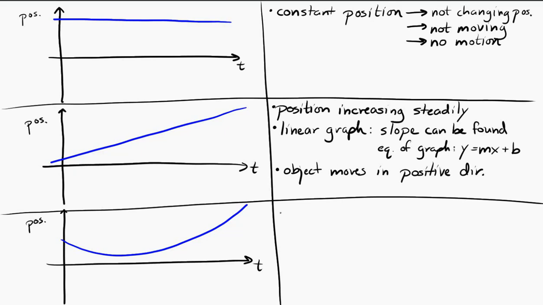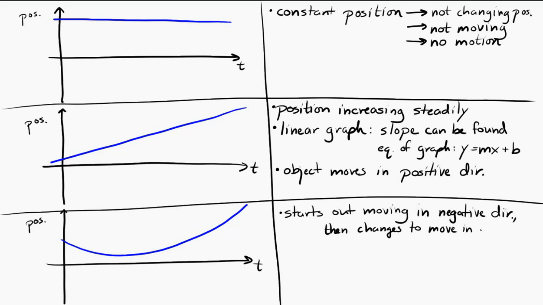All right. Let's take a look at the third graph. There's more going on here. The object starts out, and it is moving as time goes by toward smaller and smaller positive positions. Another way to say that is the object is moving in the negative direction. And then it gets to a point where it's no longer moving in the negative direction. It starts to move in a more positive direction.